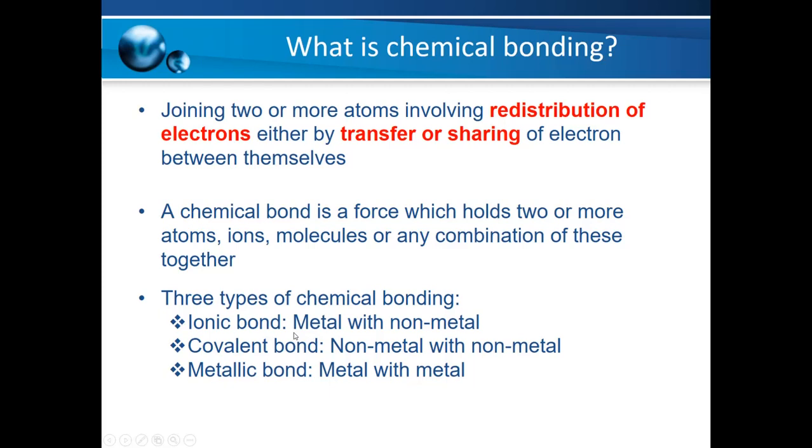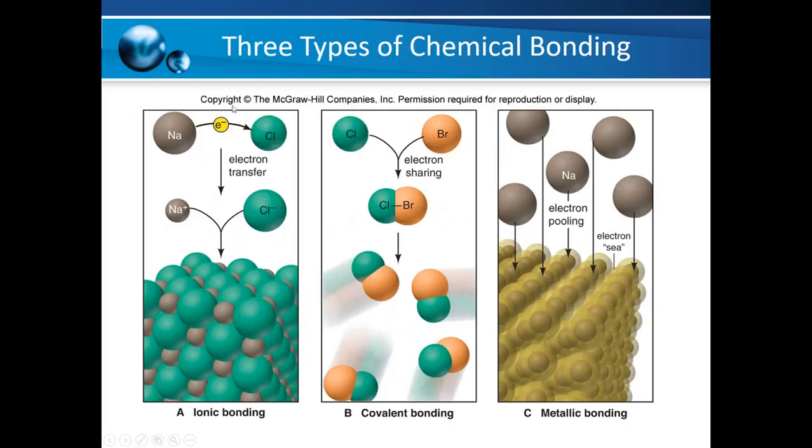representing the bonding between metal with non-metal, and covalent bonding, or covalent bond, representing non-metal with non-metal, and metallic bond representing the bonding between metal with metal. And these are the three types of chemical bonding.